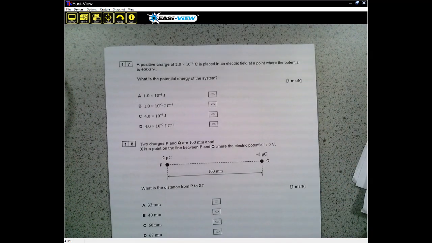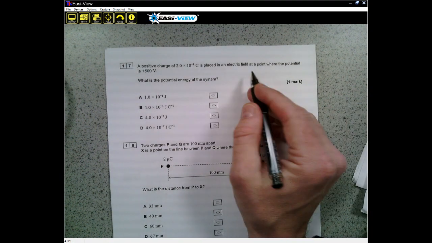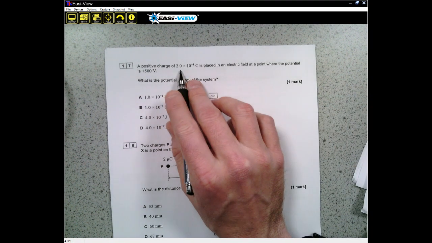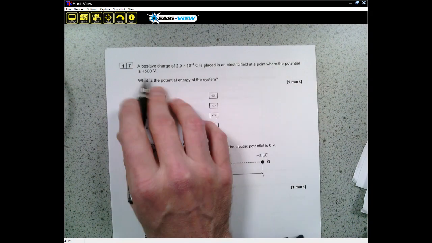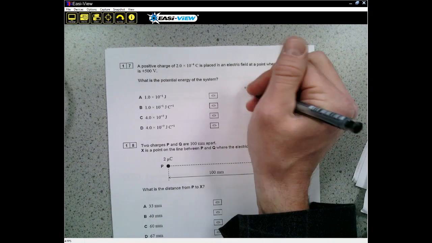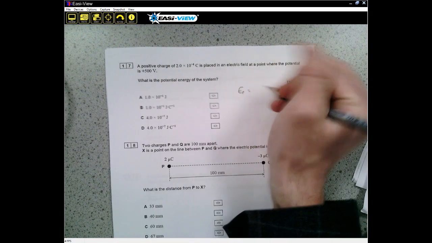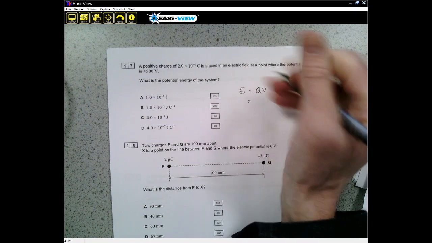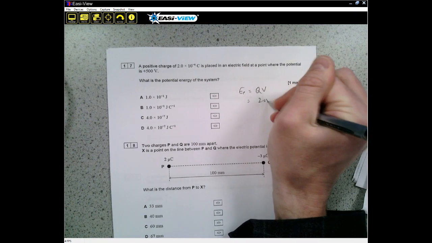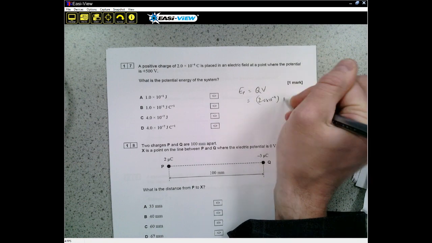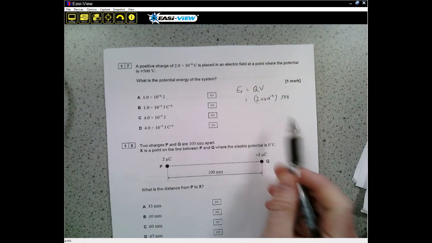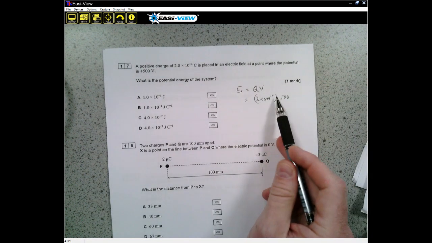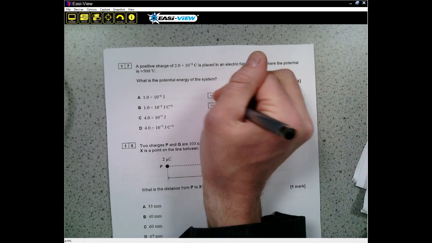Okay, so we've got a few tricky ones, and then we get a surprisingly easy one. Positive charge in a field where the potential is plus 500 volts. Well, then the energy is just QV. So it's just 2 times 10 to the negative 4 times 500. And that's 1,000 times 10 to the negative 4, which is 0.1, which is A.